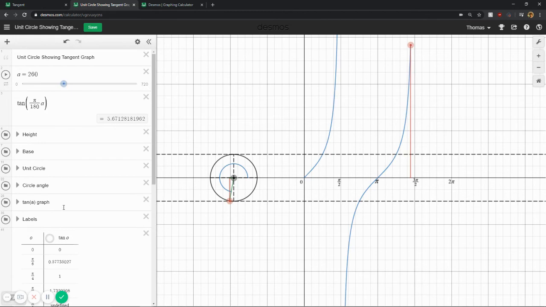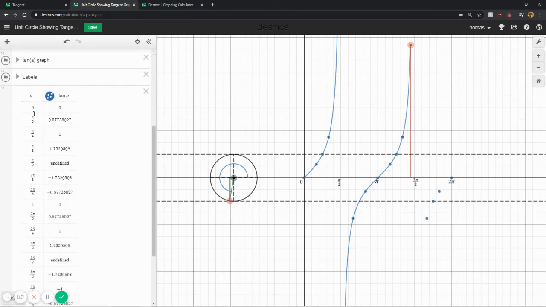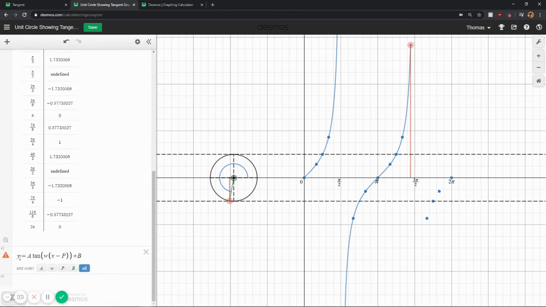Notice something else. If we know these values, we know that the tangent of pi over 6 is the square root of 3 over 3. We know the tangent of pi over 4 is 1. Tangent of pi over 3 is the square root of 3. Those values will just keep repeating themselves. Like you can see, they keep repeating themselves. This is what the standard tangent function kind of looks like here, and we still have this a.